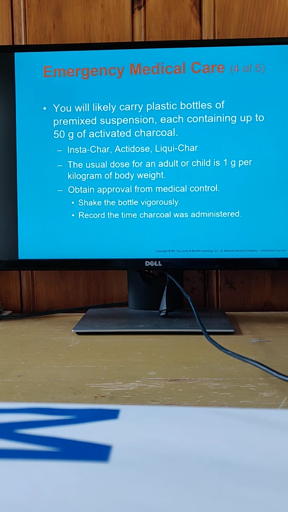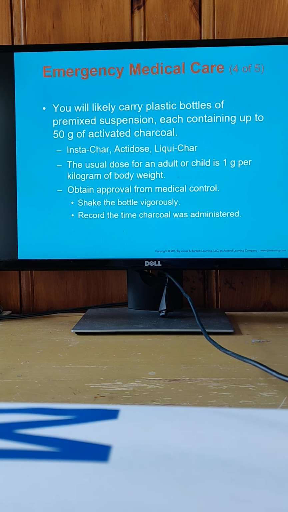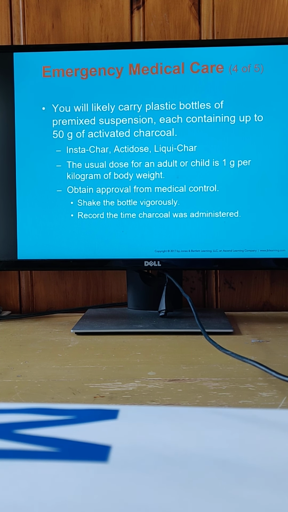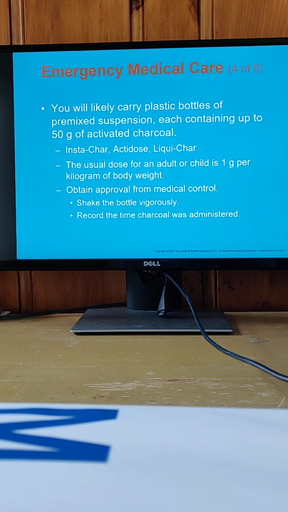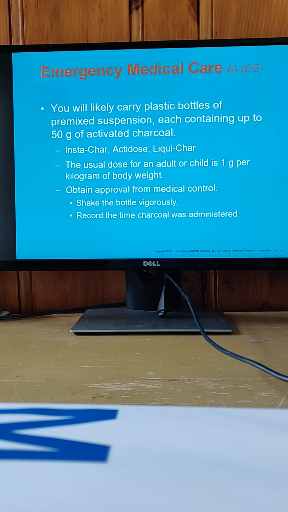So the usual dose for an adult or child is 1 gram per kilogram. If someone's estimated weight is 90 kilograms, how many grams are you going to give them? It's going to be 90 grams. You need to obtain approval from medical control, shake the bottle very vigorously, and record the time the charcoal was activated.